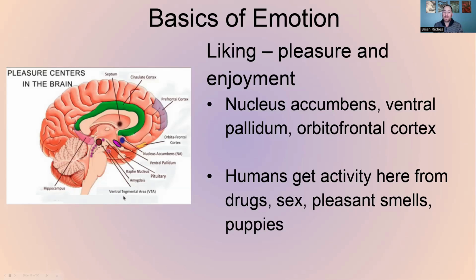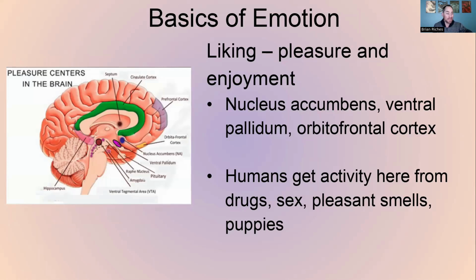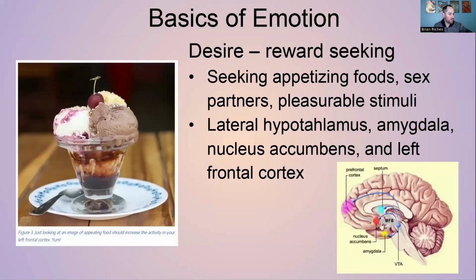So here we get this kind of activity in these specific areas while we are enjoying something, whether that is drugs, sex, pleasant smells, puppies. This is a system that is active when you are actively enjoying something. Again, some of these are the same, right? So we'll jump back to the slide on desire and see which ones you can see. We still have nucleus accumbens, right? And then ventral pallidum was in both, correct? Or maybe I'm incorrect. Nope, not both.